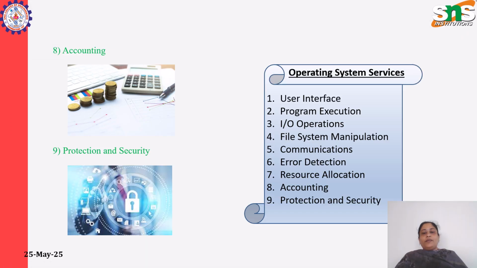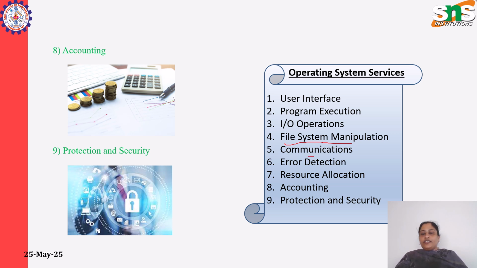The next operating system service is file system manipulation. We all know what a file is. A file is a collection of records. The operating system is responsible for manipulation of the file system. It grants users access to files, which might be a read permission or a write permission. Also, it is a platform for creating and deleting files.